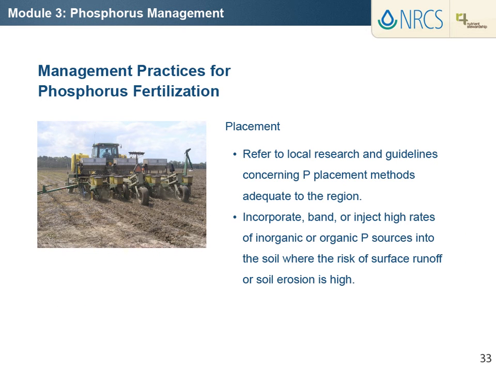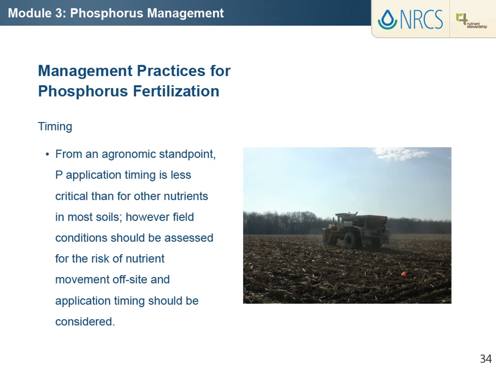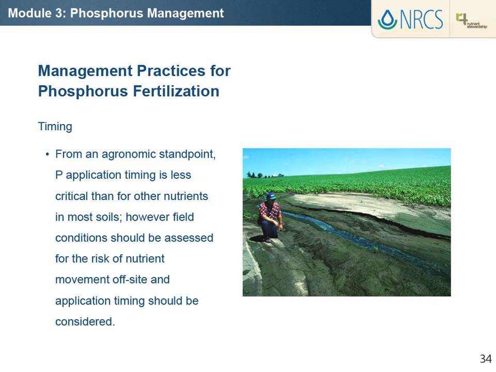Refer to local research and guidelines concerning phosphorus placement methods appropriate for the region. Incorporate, band, or inject high rates of inorganic or organic phosphorus sources into the soil where the risk of surface runoff or soil erosion is high. Keep in mind that agronomically, the timing of phosphorus application is not as important as for other nutrients in most soils, as long as sufficiency of phosphorus is assured before the crop growing season begins. However, environmental risks are increased when field conditions, such as significant storm events, can lead to off-site phosphorus losses.